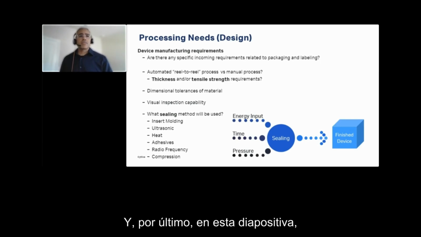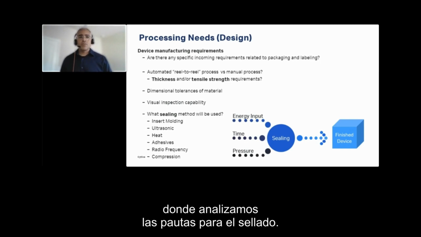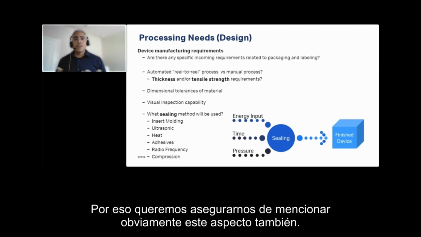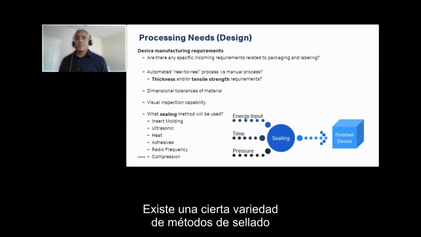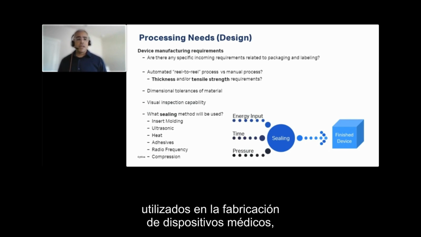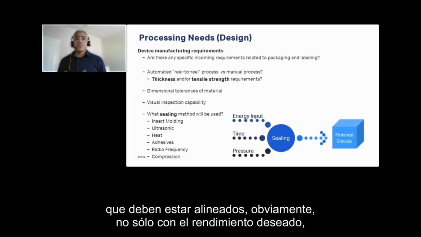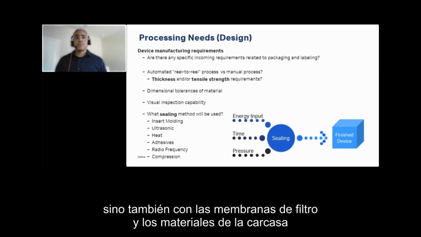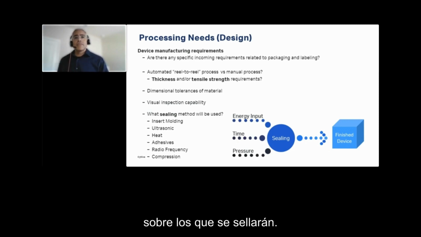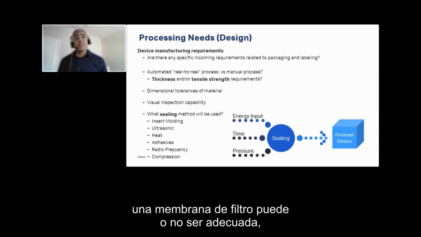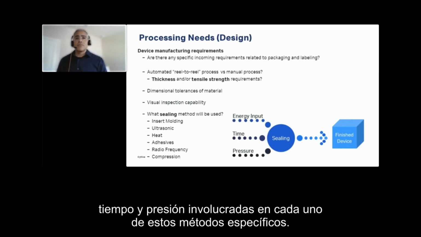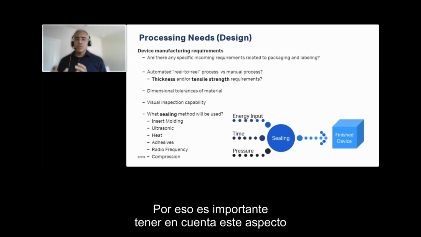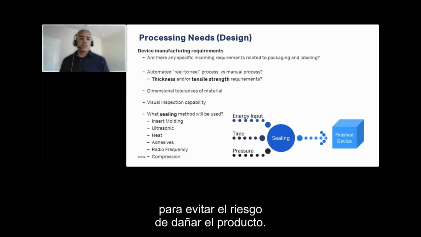And lastly, for this slide, in 2022, we presented a webinar where we discussed guidelines for sealing. So we want to make sure to mention, obviously, this aspect as well. So what type of sealing method will be used? There is a variety of sealing methods used in the manufacturing of medical devices, which must be aligned not only to the desired output, but to the filter membranes and the housing materials that they will be sealed onto. Depending on the method type, a filter membrane may or may not be suited for it, given the specific conditions of energy, time, and pressure involved in each of these methods. So it's important to bear in mind this aspect just to avoid risk of damaging the product.